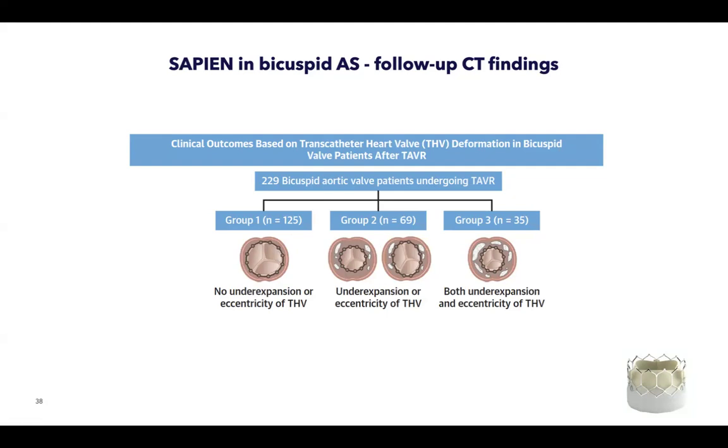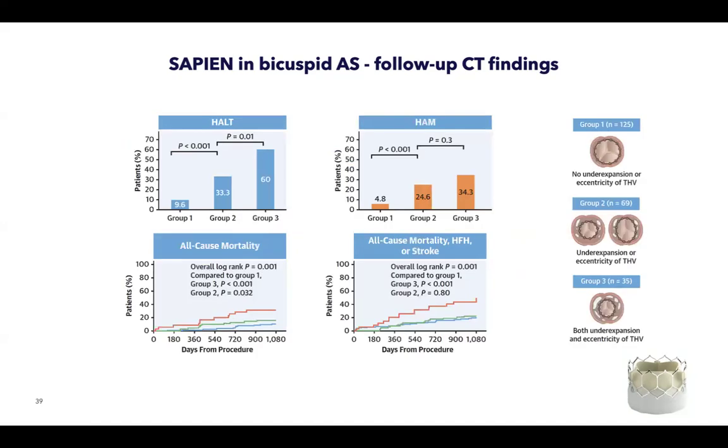So there is no underexpansion and no eccentricity. In 35% of cases, there is a stent frame underexpansion or an ellipticity or eccentricity. In 35 patients, which is 15% of cases, you see that there is both underexpansion and ellipticity of the SAPIEN stent frame. Is this a problem? Well, yes, this is a major problem. Because you implant these valves in bicuspid, more often more calcified cases, the stent frame underexpansion is really a problem. It is like having a problem with coronary stent underexpansion.